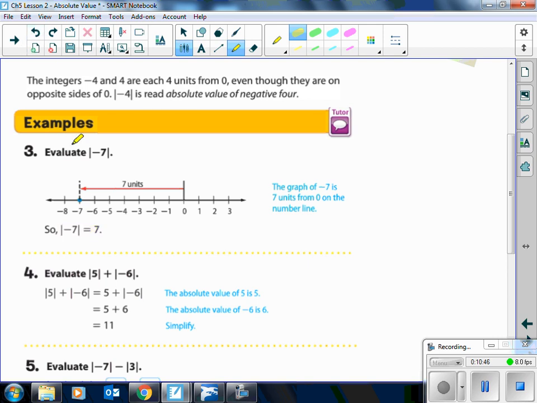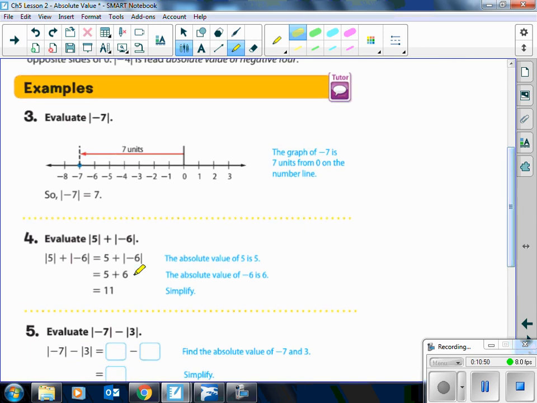Now when we evaluate, this is the one I want you to pay attention to, okay? Here we have the absolute value of 5 plus the absolute value of negative 6. So the absolute value of 5 is 5. The absolute value of negative 6 is 6. And then you simplify that. 5 plus 6 is equal to 11.